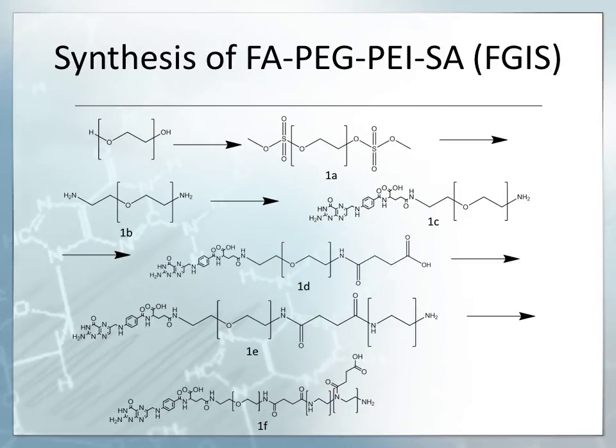So this one is a slide showing how I synthesized the folic acid modified polymer. In short, I modified the PEG into something so I can conjugate the folic acid onto it. And then I conjugate the PEI onto the PEG-FA, and then I modify the PEI with succinic acid. Done.